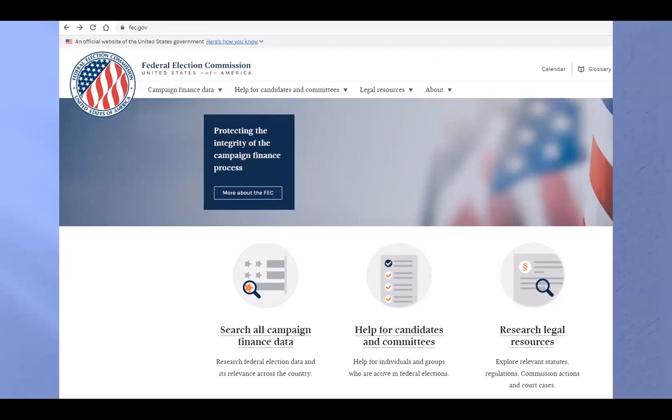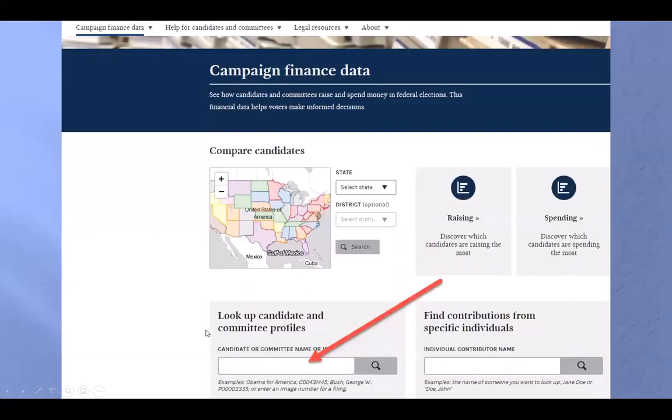We're going to have a look at George Santos's expenses. And this is where I got it from. You can see there, Federal Election Commission, fec.gov. We are going to search all campaign finance data. Once you click there, you can just go down and put in the candidate or the committee's name.